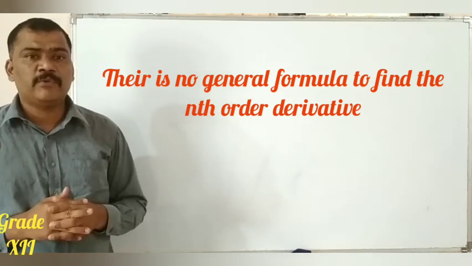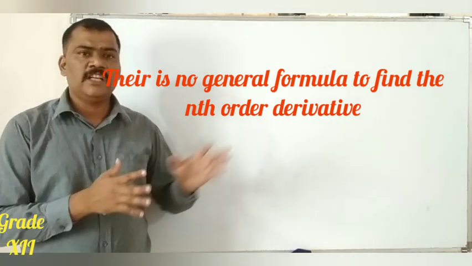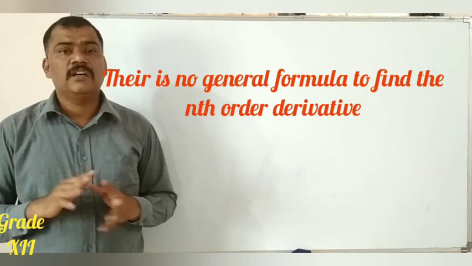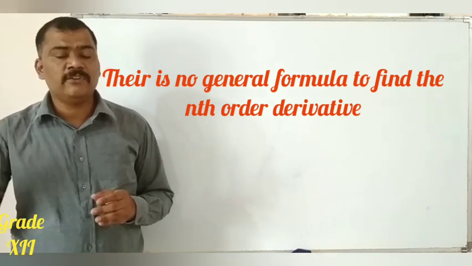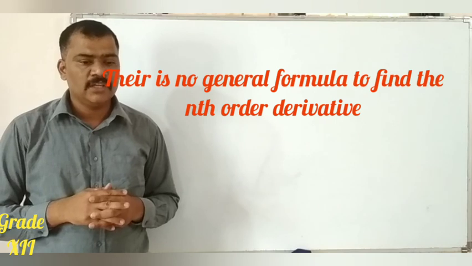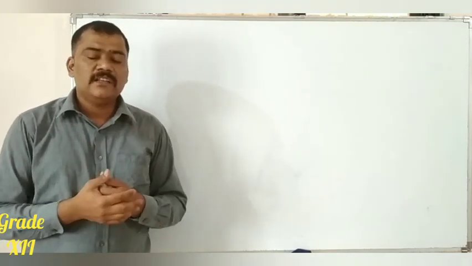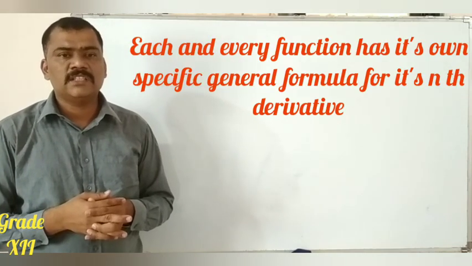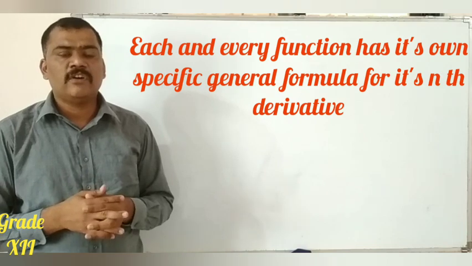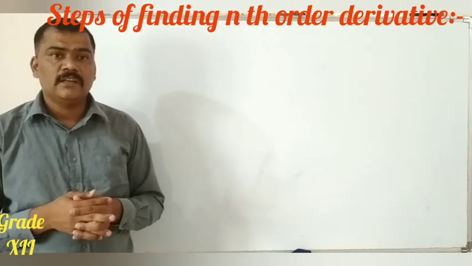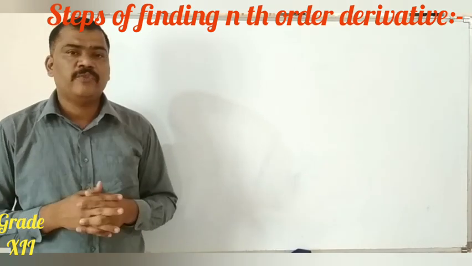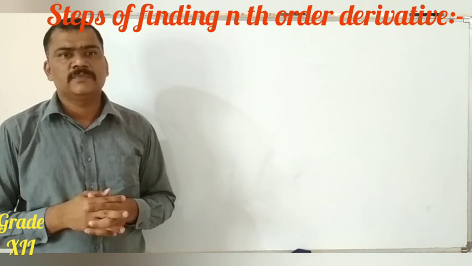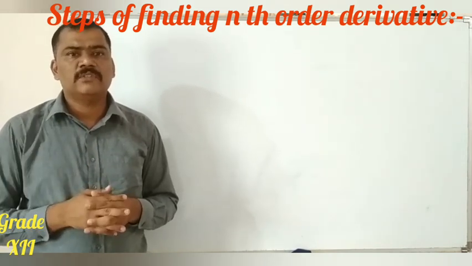In an AP, arithmetic progression, to find the nth term we know the formula Tn is equal to a plus (n minus 1) d. But to find the nth order derivative, there is no standard formula for the given standard function. So why is there no formula? Because each and every function has its own general formula for the nth order derivative. But whatever process we follow to find the nth order derivative of the given function, there is some algorithm. So that algorithm we have to discuss.